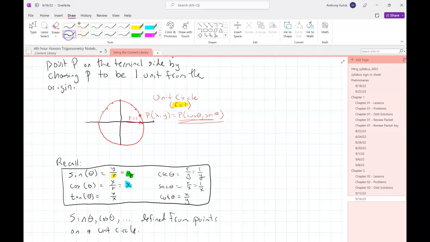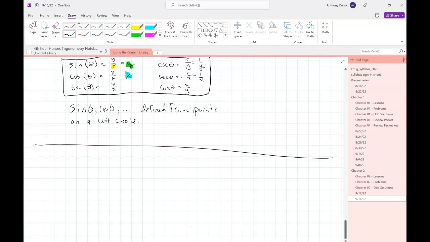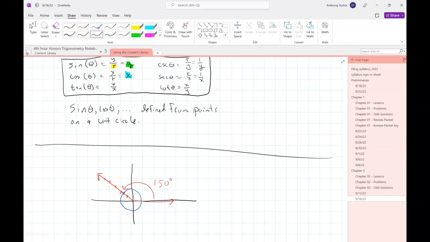So before, when we had our 150 degree angle, we could have picked P to be here, or here, or here, or here, or here. Any of those were valid choices for P. What we've decided now is that we're only going to pick this P, the one that is 1 unit away from the origin, or that it lies on this unit circle.